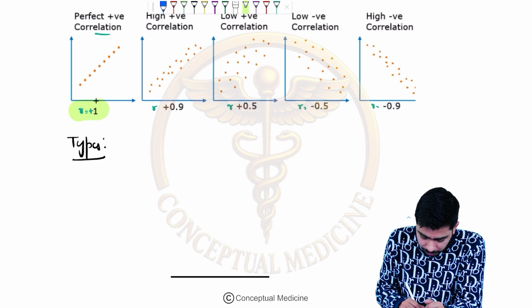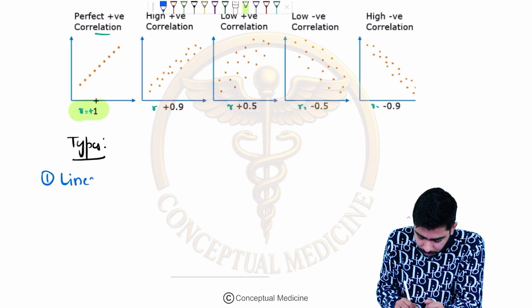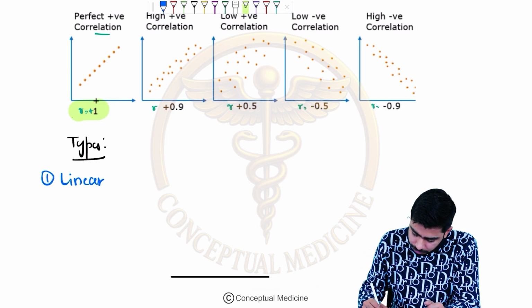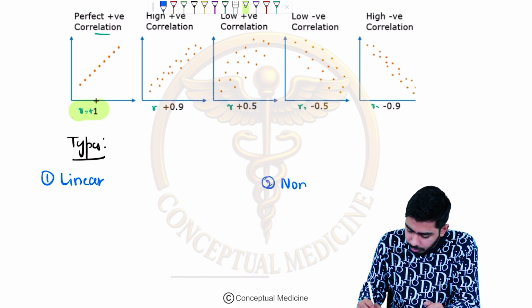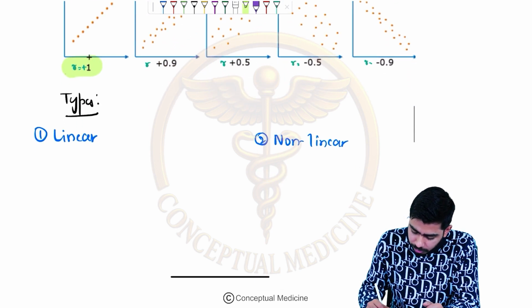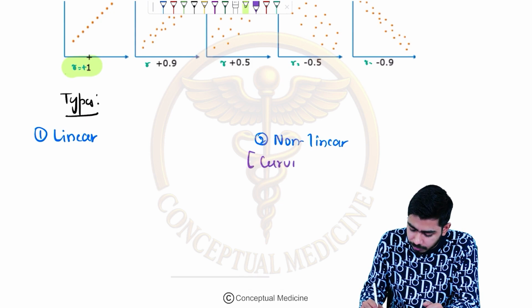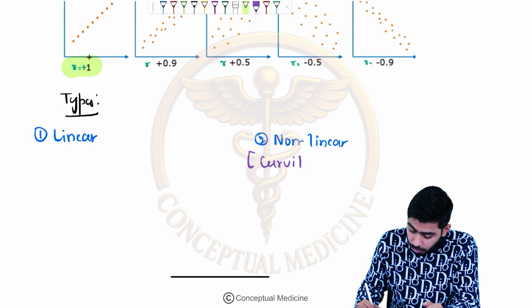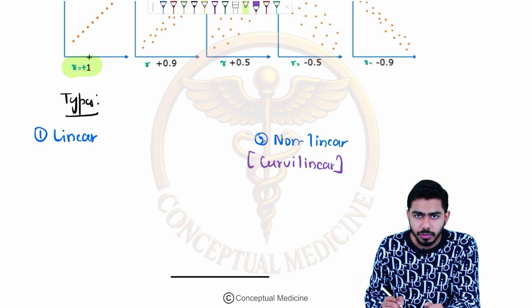One could be the linear type, second one could be the non-linear type. Mind you over here that non-linear type can be called as curvilinear, guys, right? Non-linear shall also be called as the curvilinear type of graph over here.